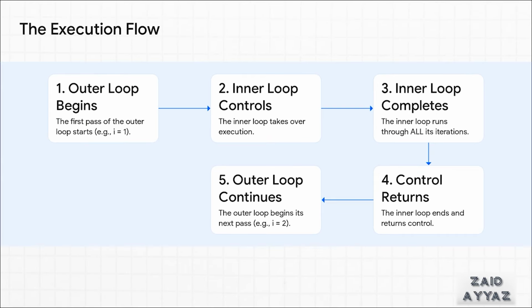So let's break it down. For every single time the outer loop runs, the inner loop has to run completely from start to finish. It's like the outer loop starts its turn, then says, "Okay, inner loop, you're up," and just waits. The inner loop does its entire thing, and only when it's totally finished does it hand control back so the outer loop can move on to its next step.